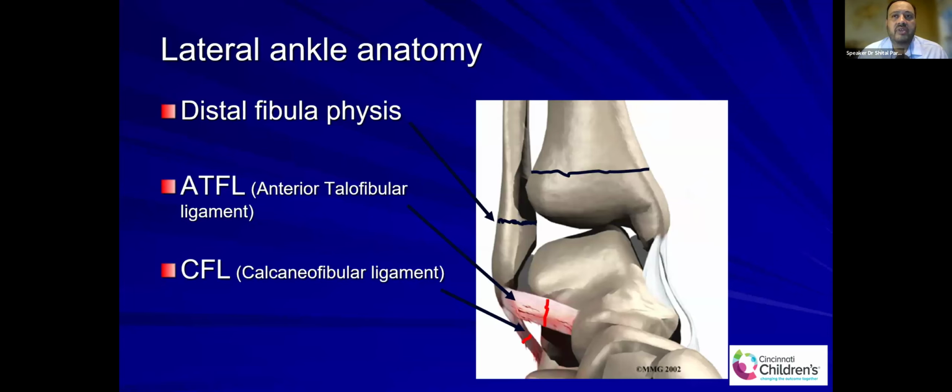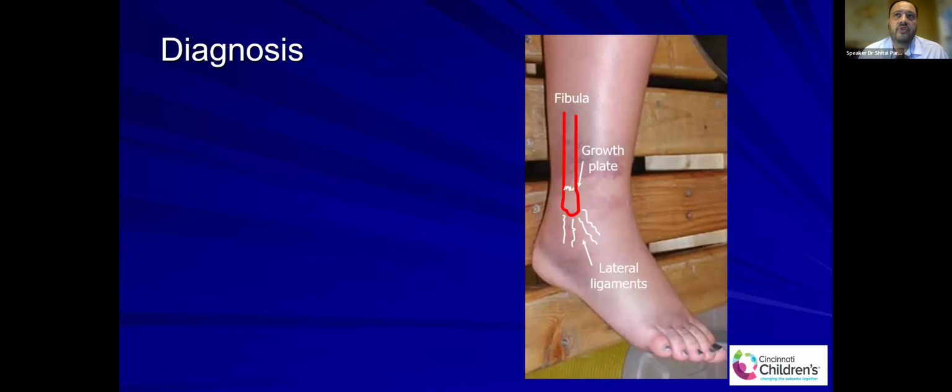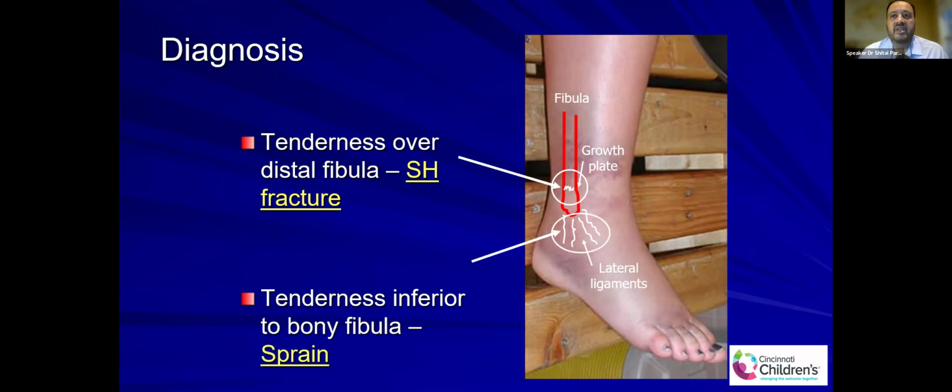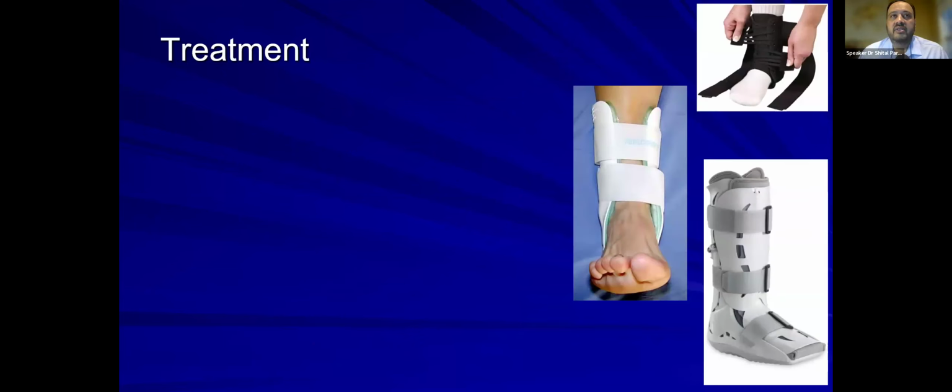The anatomy: there is the distal fibular physis, and then there are two ligaments which are commonly sprained, the ATFL and the CFL, which are under the group of lateral ligaments. So if you see someone who has tenderness over the fibula, then it's a Salter-Harris 1 fracture. And if you see someone who has tenderness over the lower aspect of the fibula or below the level of the bone, then it's over the lateral ligaments, and that is a typical ankle sprain, which is commonly seen in adolescents.